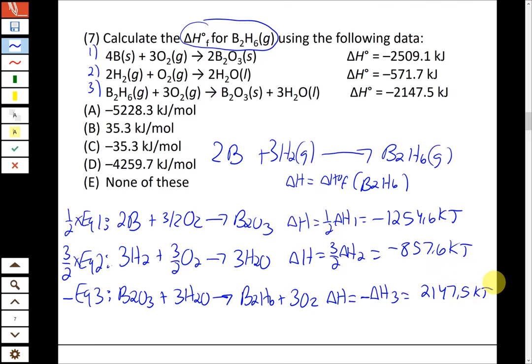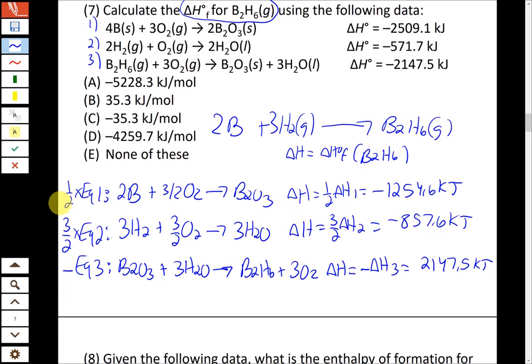Okay, so those are the three modified equations with the correctly modified delta H values. And now we can ensure that they all add up correctly. So our two borons, 2B carries through. For O2, we have 3 halves O2 from equation 1, 3 halves O2 from the modified equation 2, so that's 3 O2s on the reactant side, and we also down here have 3 O2s on the product side. So all of our O2 cancels out.